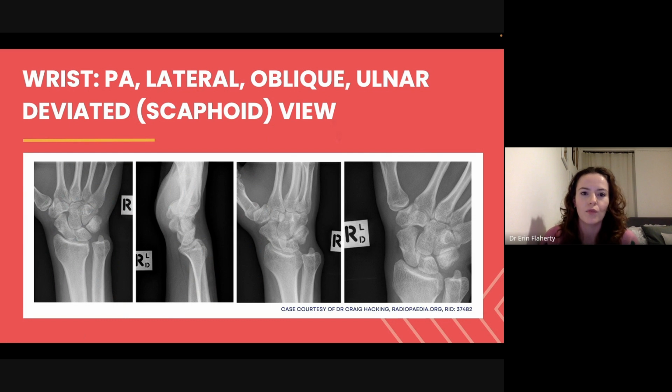Next, we're looking at our wrist bones. So we have 3 to 4 views that we tend to take for the wrist. So these are more specific views looking at the wrist bones themselves. So we have 8 carpal bones.